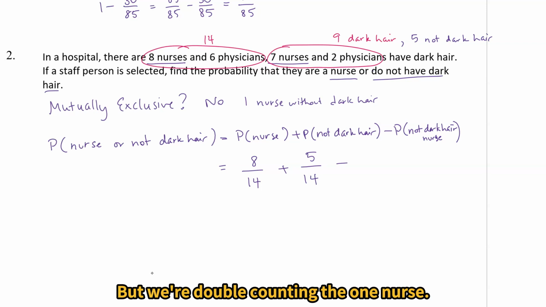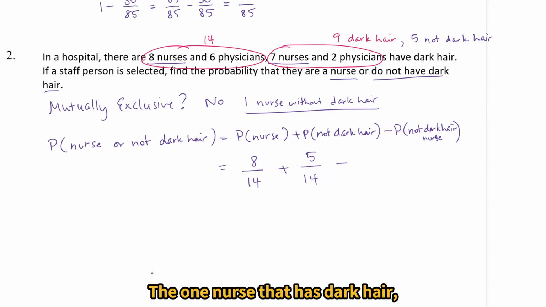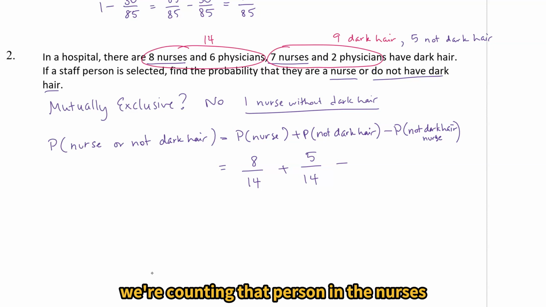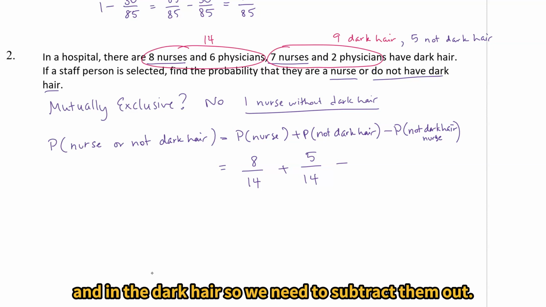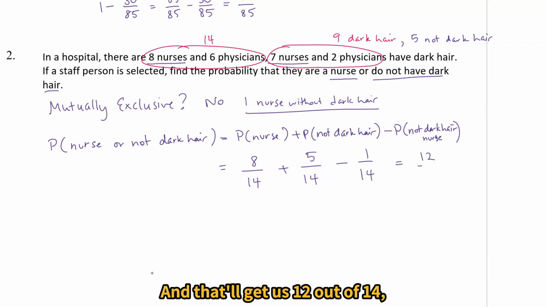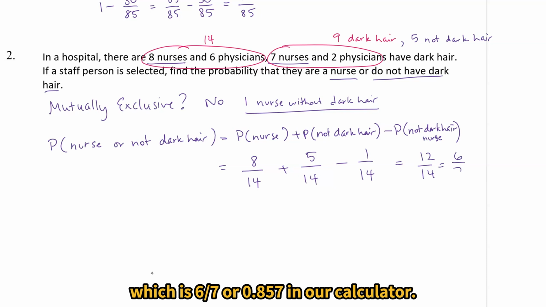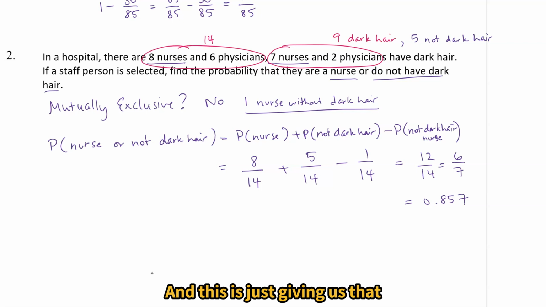But we're double counting the 1 nurse. The 1 nurse that has not dark hair, we're counting that person in the nurses and in the not dark hair, so we have to subtract them out. And that'll get us 12 out of 14, which is 6/7 or 0.857 in our calculator. And this is just giving us that opportunity to use that formula.